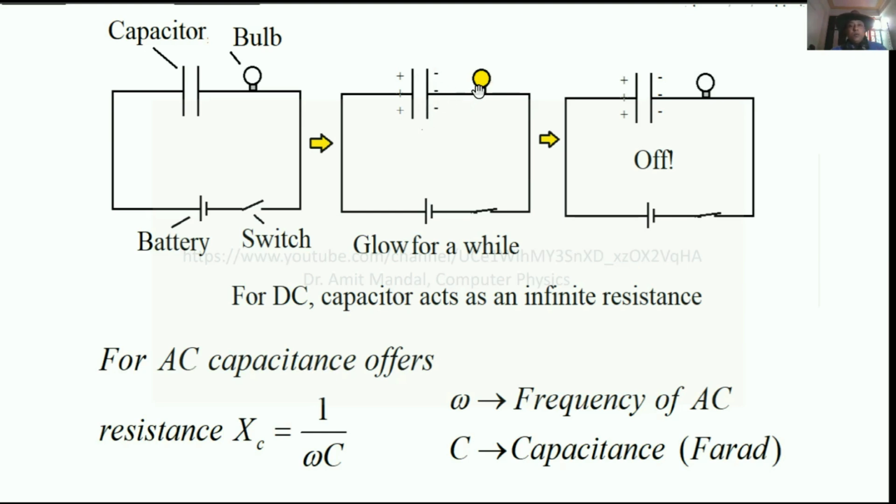Can you tell what is the reason? Because the current will only flow up to the time this capacitor fully charges. That time is a very short duration, depending upon the capacitance of this capacitor. So for a very small duration, the charge will flow. Up to that time, this bulb will glow, and once the current stops flowing, the bulb will turn off.